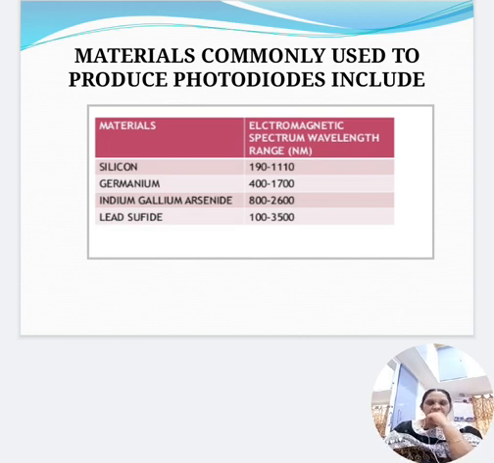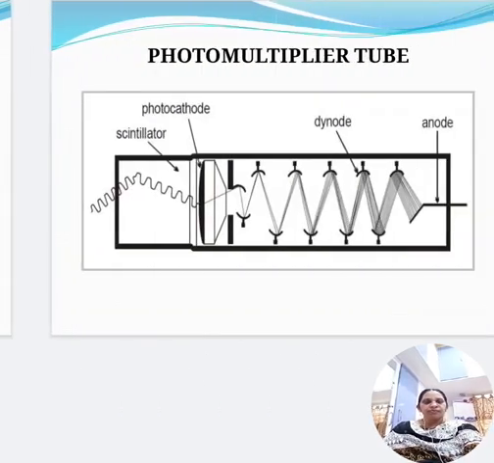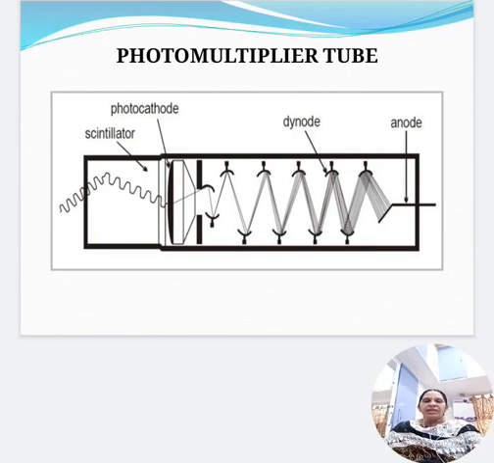Coming to the next. As I told you, in the classification of photodetectors we have photodiodes, and the second one is the photomultipliers. In the picture shown in the slide, you can observe a material called the photocathode, and at the end of the tube we have the anode. Between the photocathode and the anode we have a series of dynodes, and there is the incident radiation and a scintillator here. This is the construction.